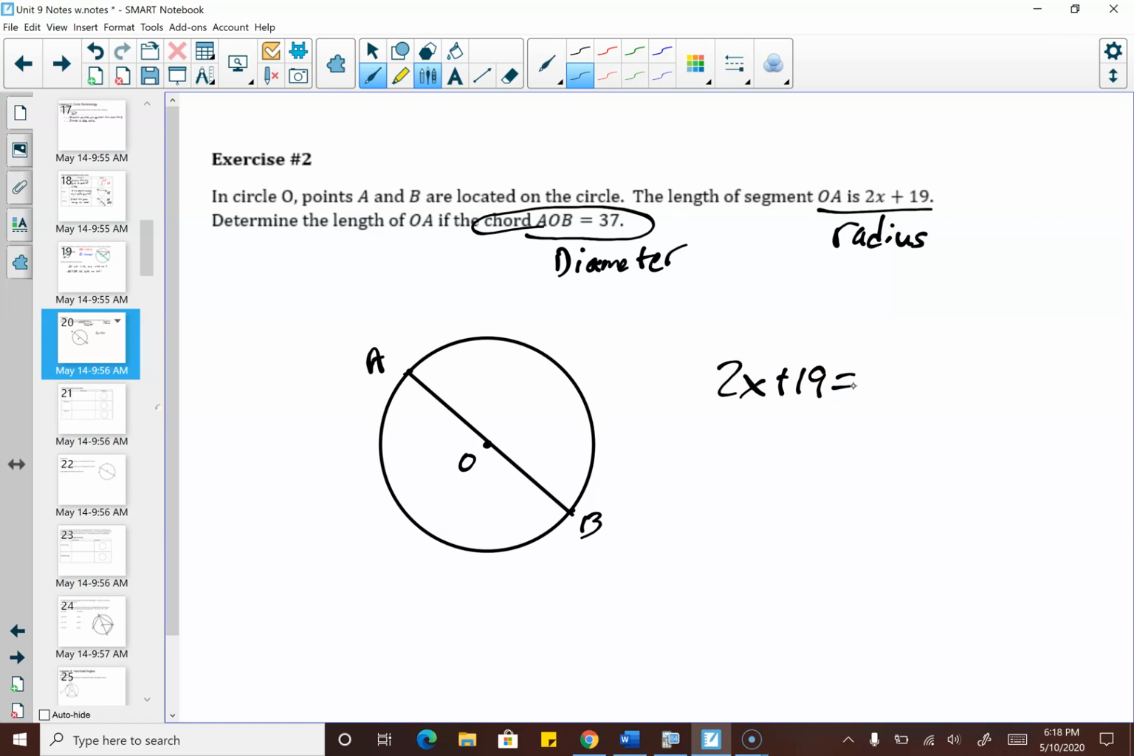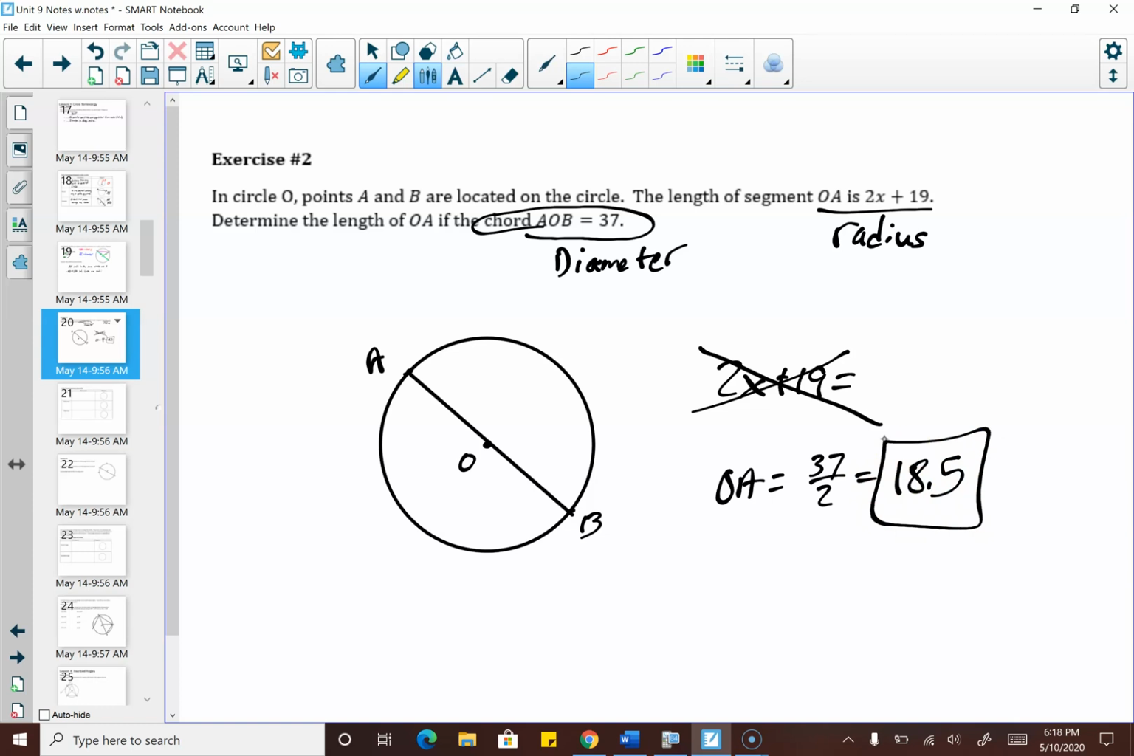We want to determine the length of OA if the chord AOB is 37. So realistically, do we have to solve for x here? Because if we're looking for the length of our radius and our diameter is 37, we know that the radius is half of that. So our radius here is going to be 18.5.